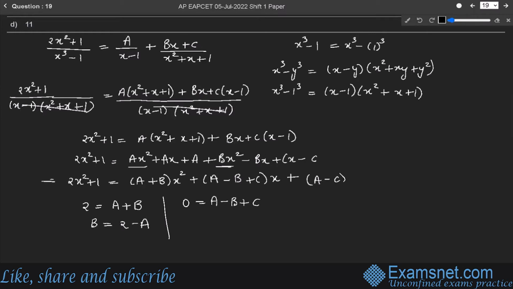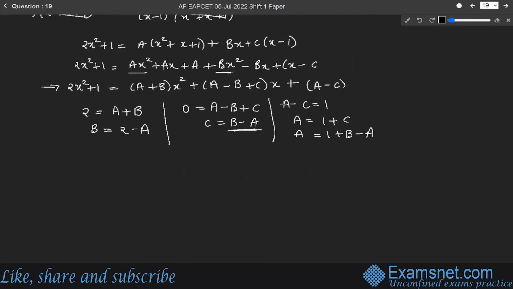You can see that on the left hand side, there is no term of x. So from here we can say that c is equal to b minus a. Now comparing the numbers, it will be a minus c is equal to 1, or we can say that a is equal to 1 plus c. Now we know that c is equal to b minus a. Putting the value of c here, it becomes 1 plus b minus a. A and a will be cancelled.